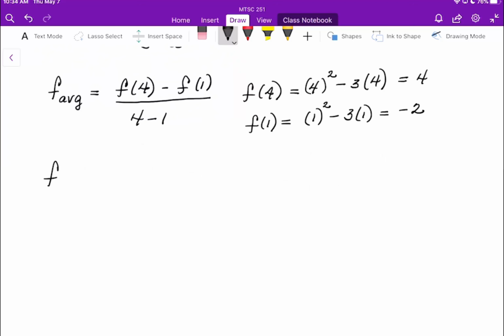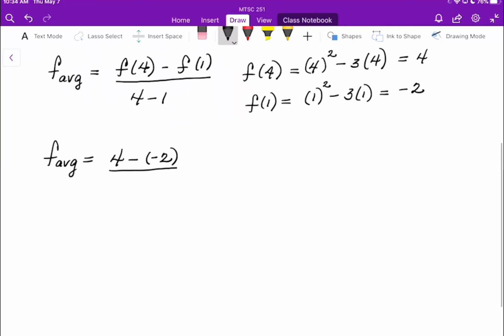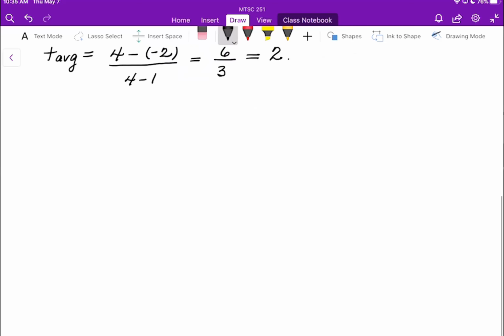So f average turns out to be 4 minus a negative 2 divided by 4 minus 1. So 4 minus negative 2 is 6, divided by 4 minus 1 is 3. So the average rate of change of this function over that interval is 2. Next problem.